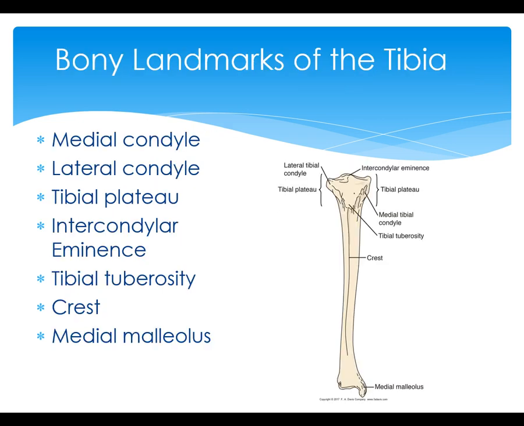So this is the bony landmarks of the tibia. We've already kind of covered the tibial tuberosity as an attachment point for the quadriceps muscle via the patellar tendon. But here are some other parts that are going to need to be known for the knee joint itself, as far as muscle and ligament attachments.